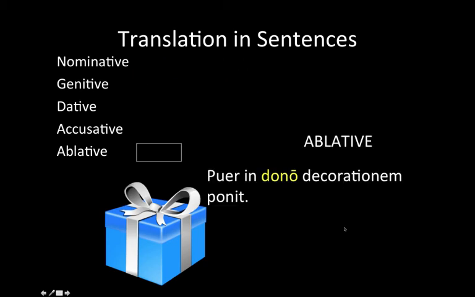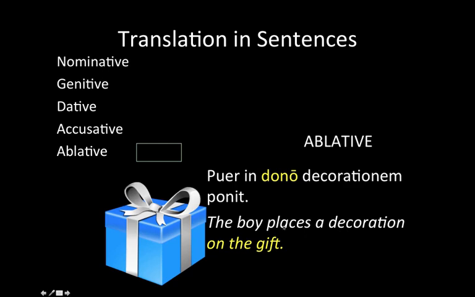And finally, let's look at the ablative. The boy places a decoration on the gift. And the preposition in here helps us figure out the ablative case.